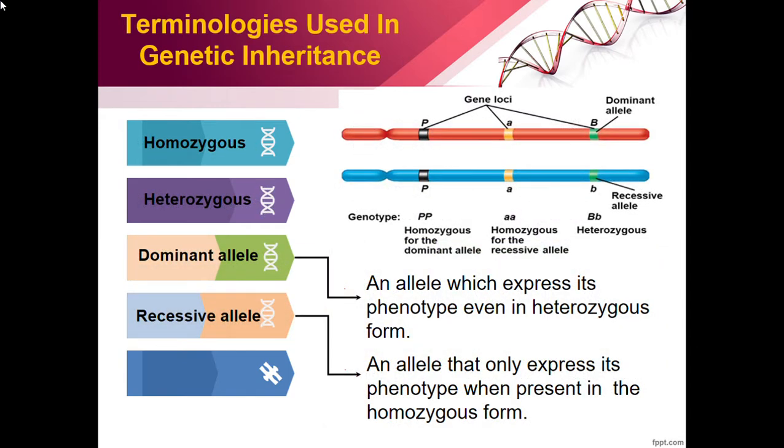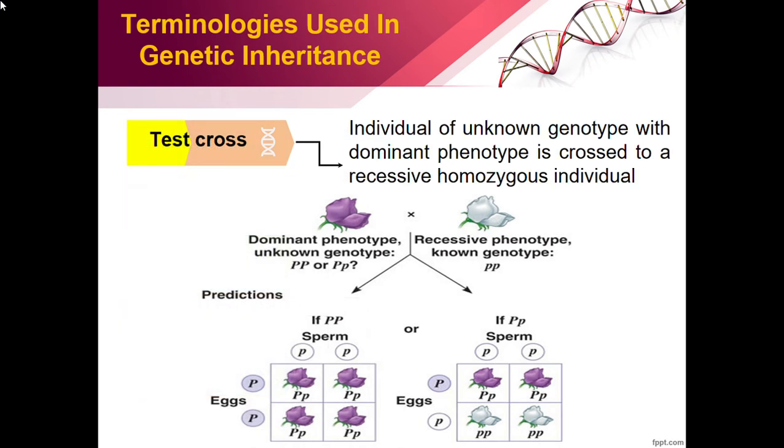Dominant allele. Dominant allele is an allele which expresses its phenotype even in heterozygous form, while recessive allele is an allele that only expresses its phenotype when present in the homozygous form. In genetic inheritance, there are two types of cross: test cross and self-cross. Test cross is when an individual of unknown genotype with dominant phenotype is crossed to a recessive homozygous individual.